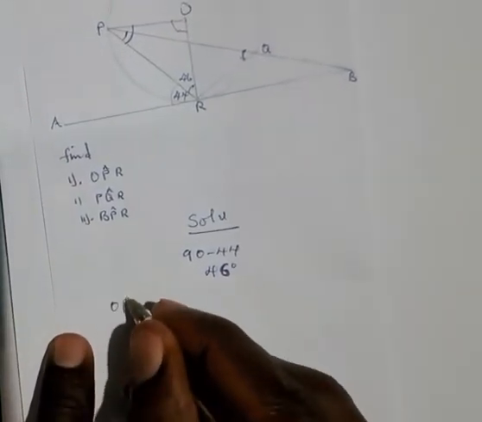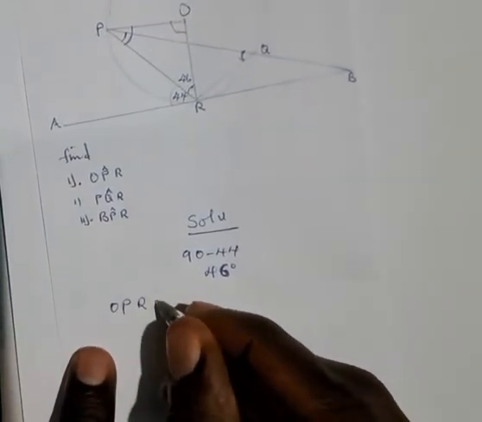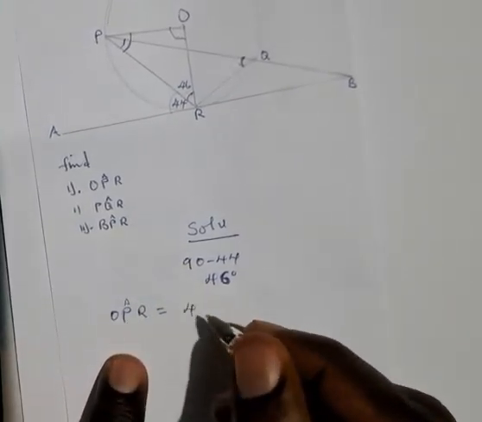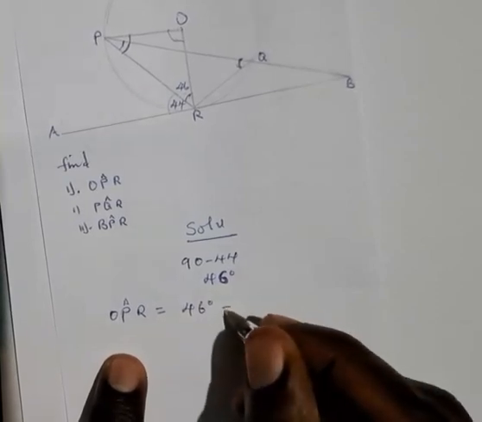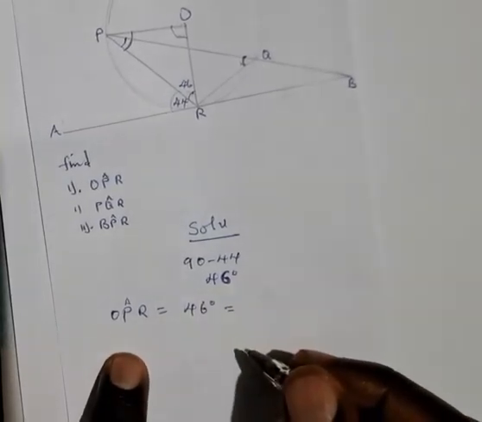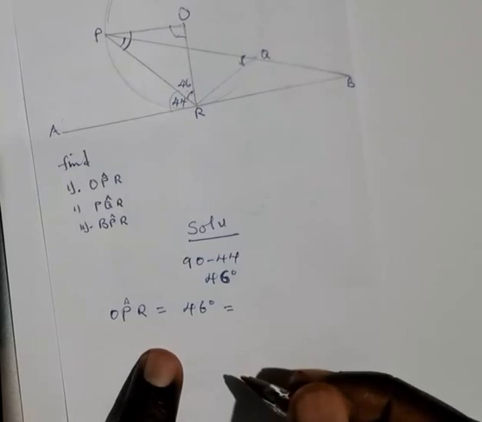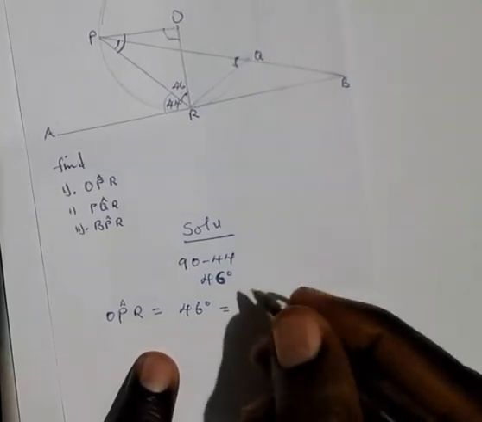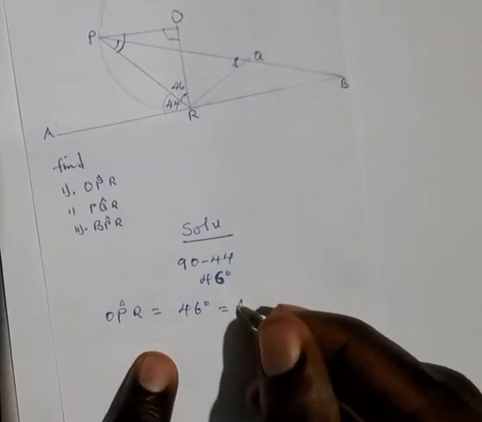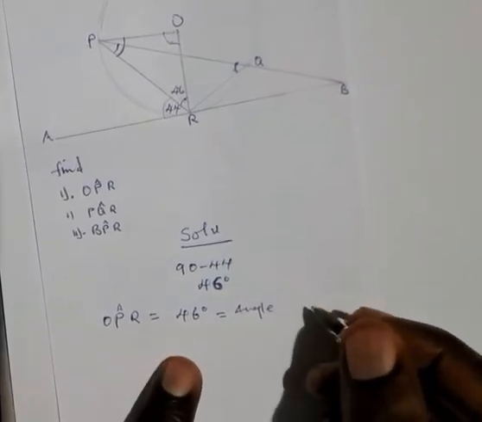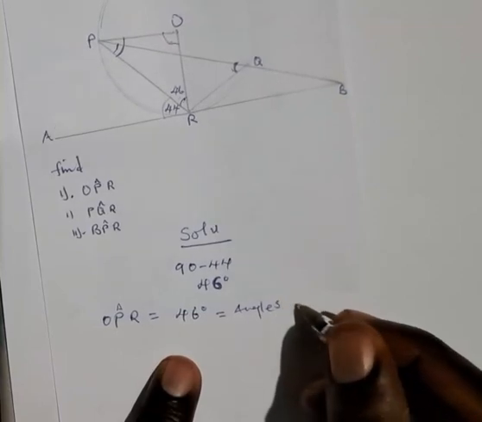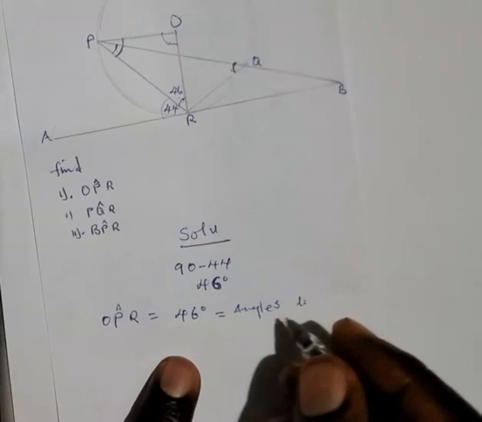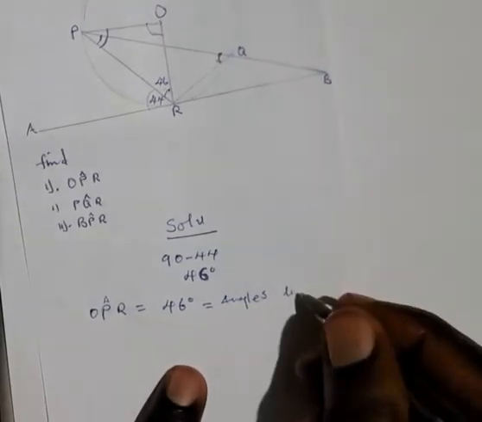So OPR is equal to 46. Which reason can we give? Can I say angles going to the same chord? I think angles in an isosceles triangle, yeah.